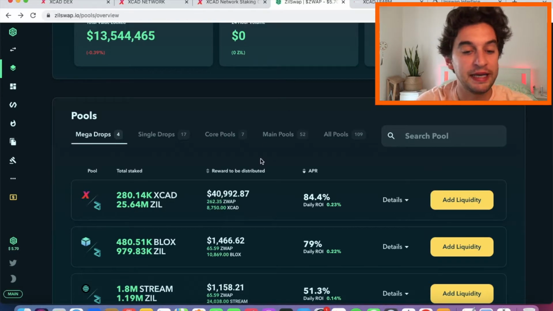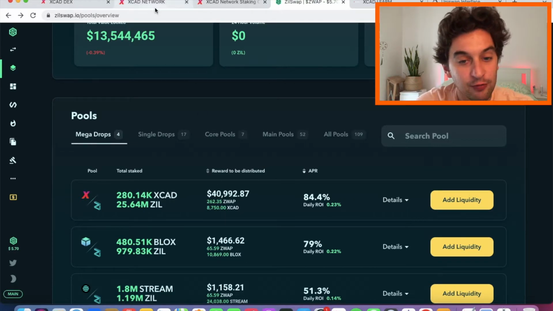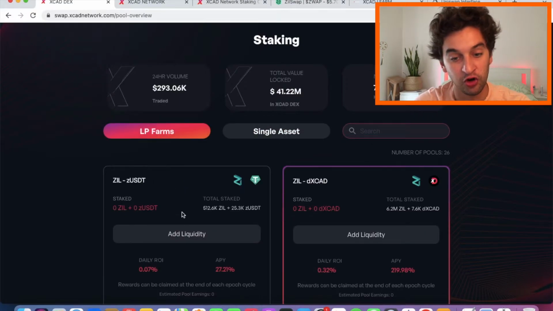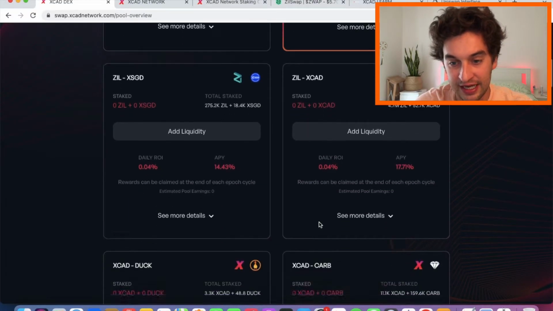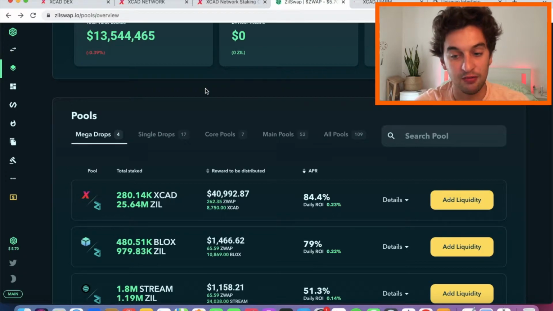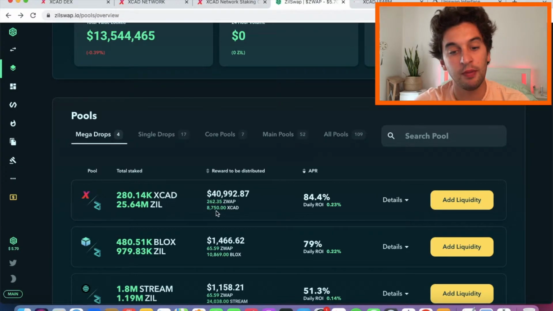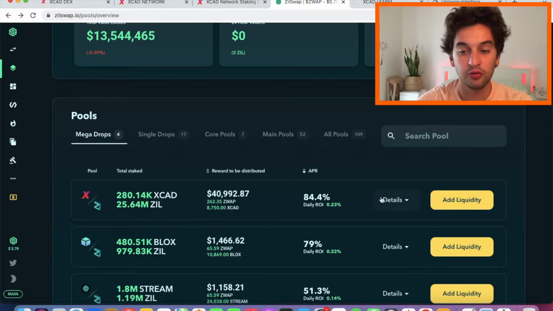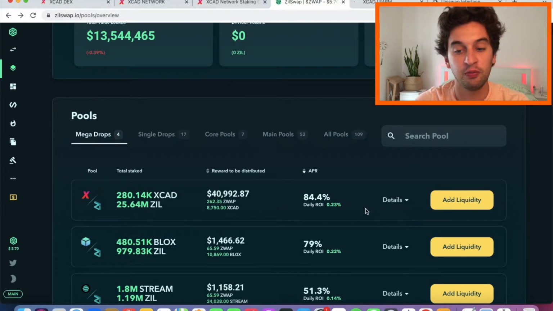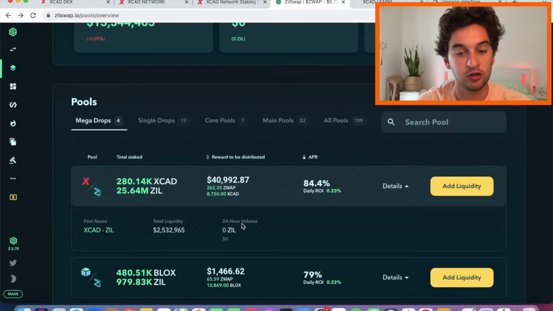Now, Zilliqa Swap is an LP, meaning that you have to put both XCAD and Zilliqa to go and earn. And we did see this also on the LP farms over here, which we're able to go and see where it is, Zilliqa XCAD. So over here we have a total stake of 4.7 million Zilliqa and 52,700 XCAD for an APY of 17.71%. If you do the same over here on the website that they've got going on the Zilliqa Swap, you can see that they have different. So here you would be able to go and earn 84.4% APY. You can see the details, the pool name XCAD Zilliqa, total liquidity, 24-hour volume of Zilliqa.